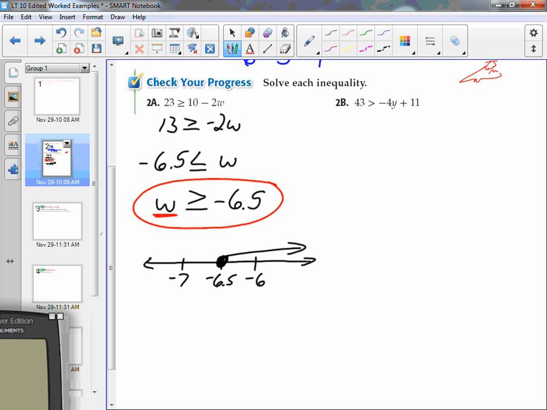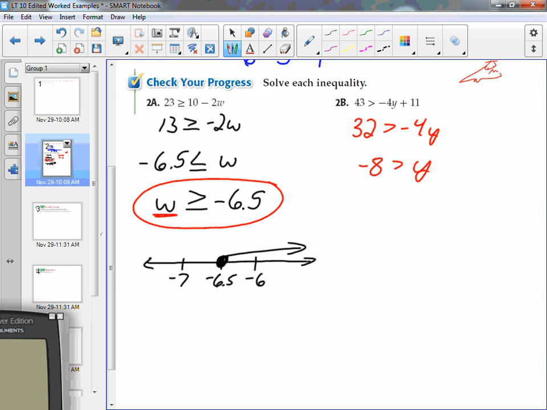All right, let's do 2b. It's another one where the variable's on the left. But that's okay to start with. Shouldn't we subtract 11 from both sides to get started? What's 43 minus 11? So 32 is greater than -4y. Divide both sides by -4. What is 32 divided by -4? So -8 is greater than y.